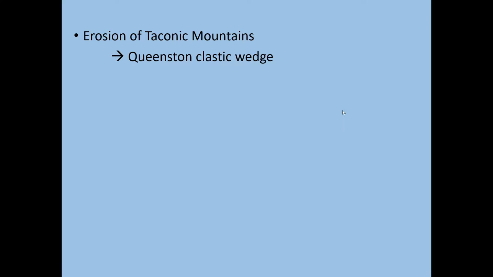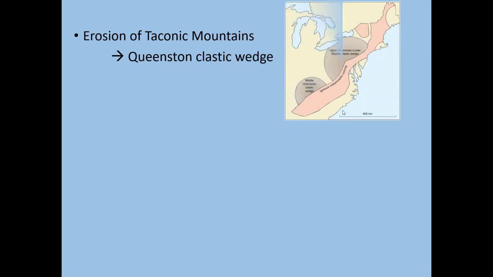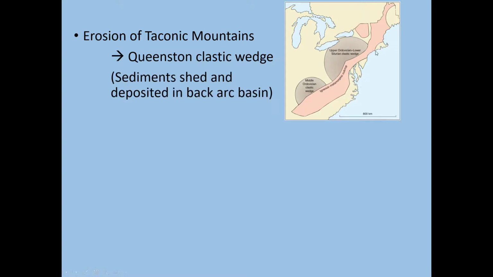All right, so the Taconic mountains, as they're uplifted, are also being eroded, and they erode into a piece of land that's called the Queenston Clastic Wedge. So here is a map showing you the location of the Queenston Clastic Wedge. So the orange area shows you your area of primary compression. And so here's where your Taconic mountains are, and they are eroded, and as they are eroded, they shed sediment into this sort of back arc basin, and they accumulate in this apron shape region called the Queenston Clastic Wedge.